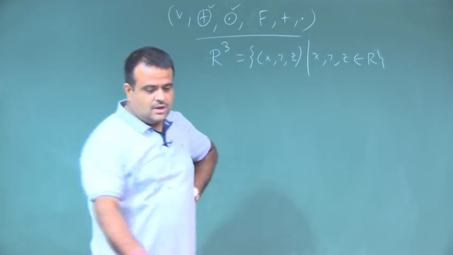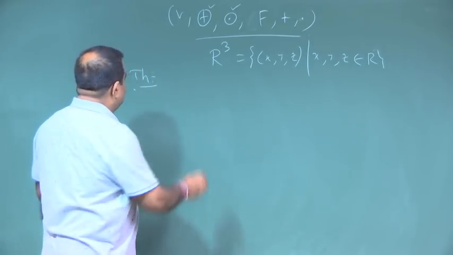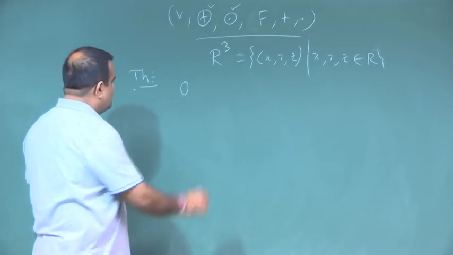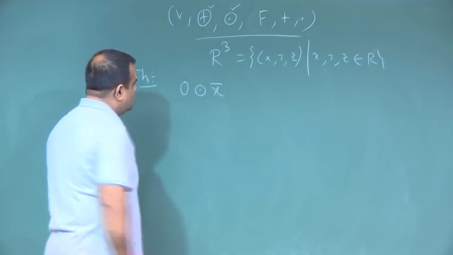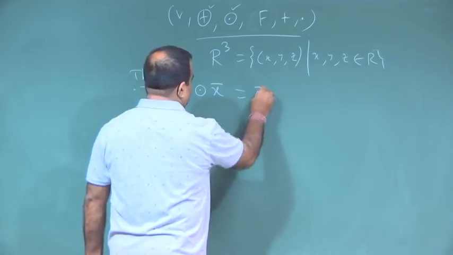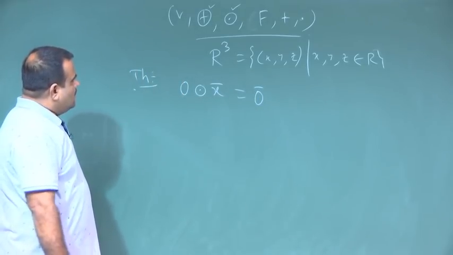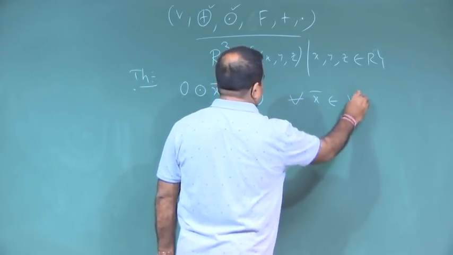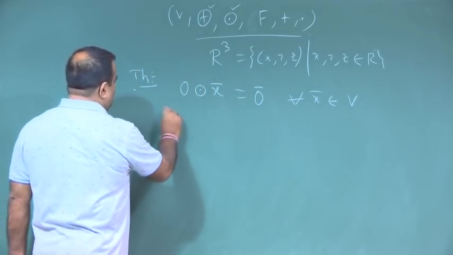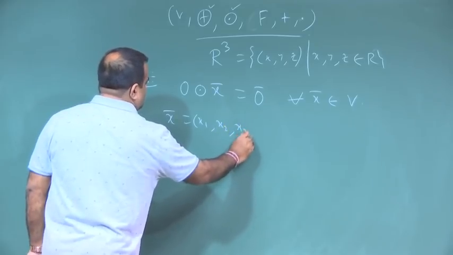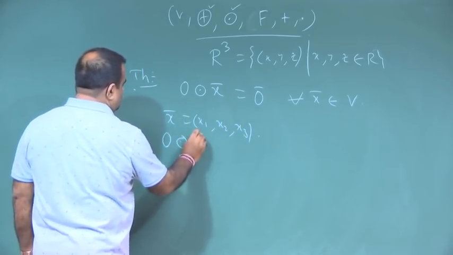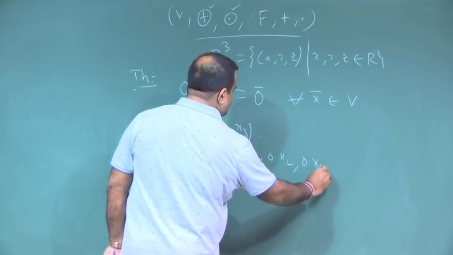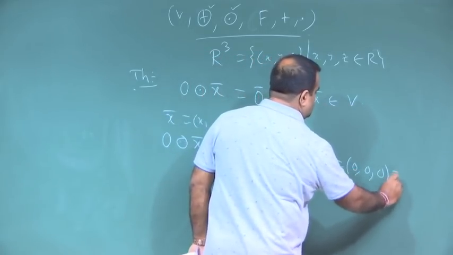So we have some properties on this vector space. So first one is, if you take the 0, 0 is the additive identity over this field F. Then if we operate with any other vector, then this will give us a 0 vector. Okay, so this is true for all x belongs to V. This is in general, but if you take this example, say x = (x1, x2, x3), then if you multiply with this 0, then this will be (0 into x1, 0 into x2, 0 into x3). So this is basically (0, 0, 0). So this is the 0 vector.